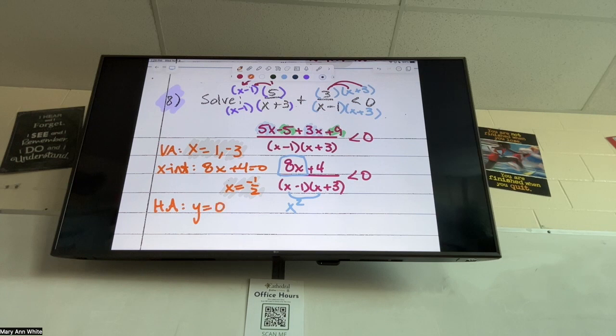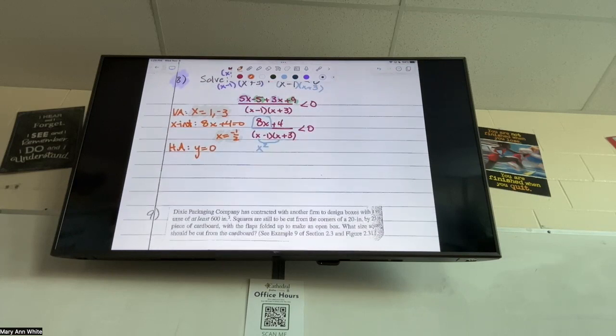Okay. Now some of you might already see the problem, but if you don't see the problem, let's start putting it together. Let's start putting it on a graph. Graph it. I've got my vertical asymptotes at 1 and -3. My x-intercept is at -1/2. And then it says my horizontal asymptote is at 0, so that means that my horizontal asymptote is here.